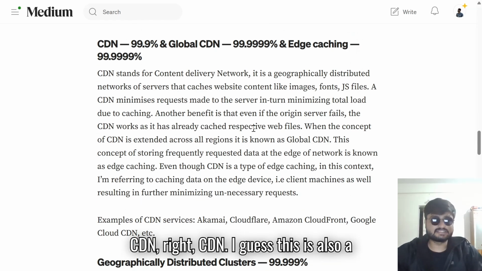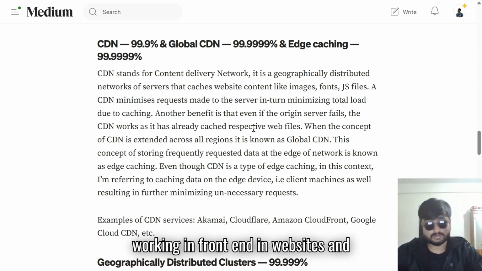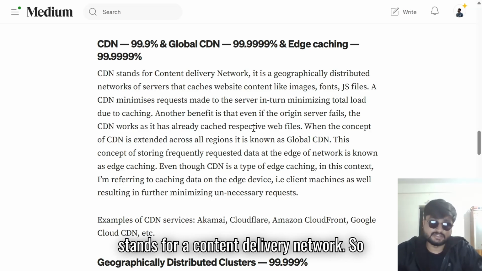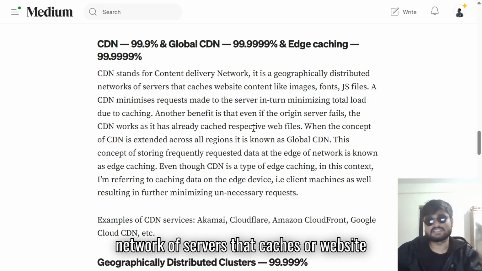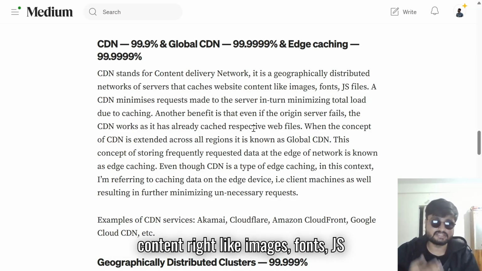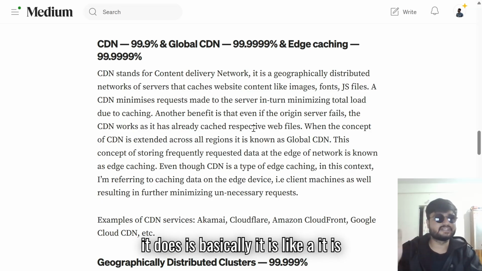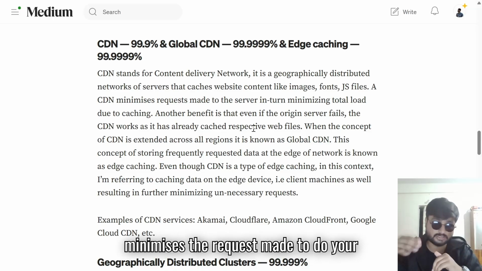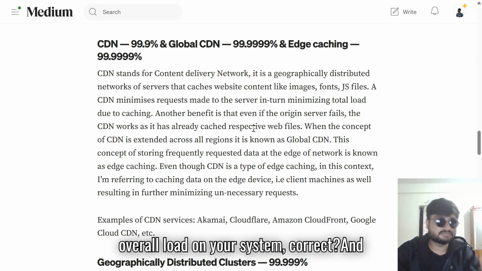Going ahead, CDN. I guess this is also a fairly popular concept. People who work in front end on websites already know what a CDN is. CDN stands for content delivery network. It is a geographically distributed network of servers that caches your website content, like images, fonts, JS files. A CDN is similar to a cache: it minimizes the requests made to your actual server, in turn minimizing the overall load on your system.